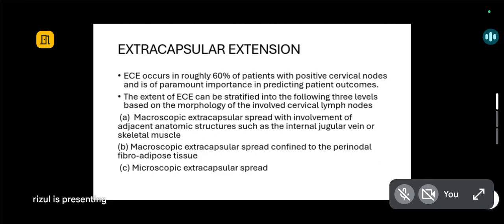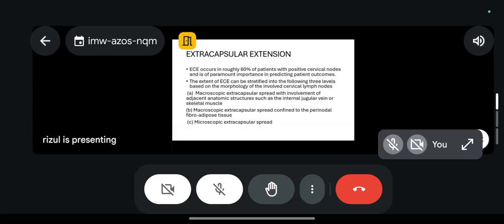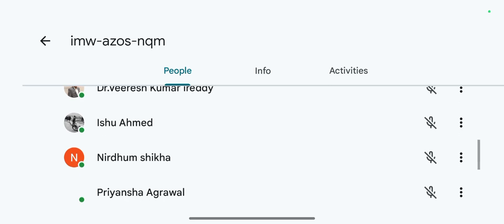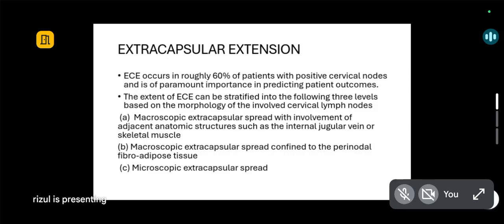Then another factor is the extracapsular extension. Extracapsular extension occurs in roughly 60% of the patients with positive cervical nodes, and it is a very important factor in predicting the patient outcome. Further, it can be divided into the following 3 levels based on morphology. First, a macroscopic extracapsular spread with involvement of adjacent structures such as the IJV or the skeletal muscles. Second, a macroscopic extracapsular spread confined to perinodal fibroadipose tissue only. And third, a microscopic extracapsular spread.